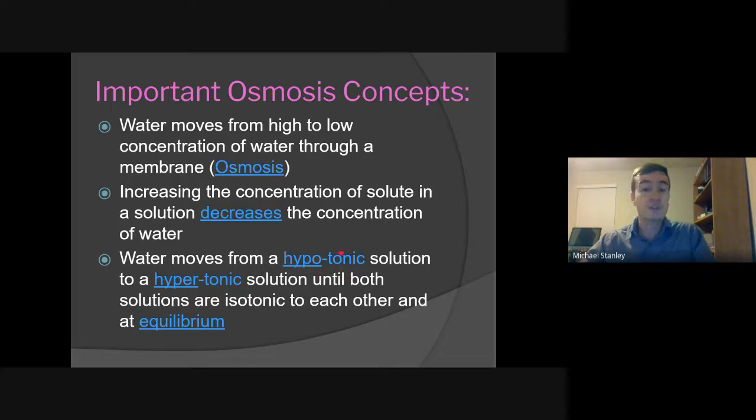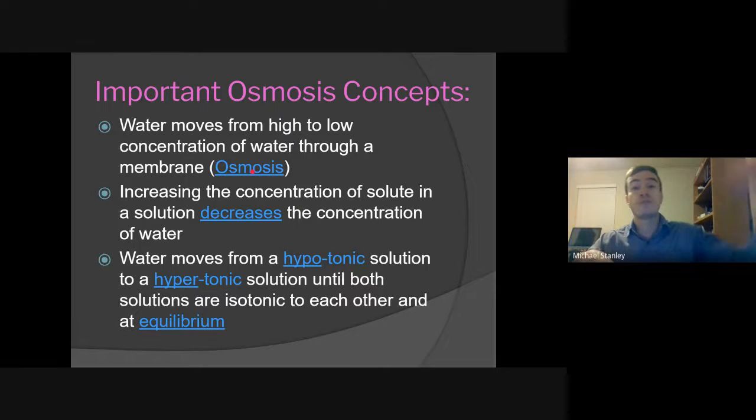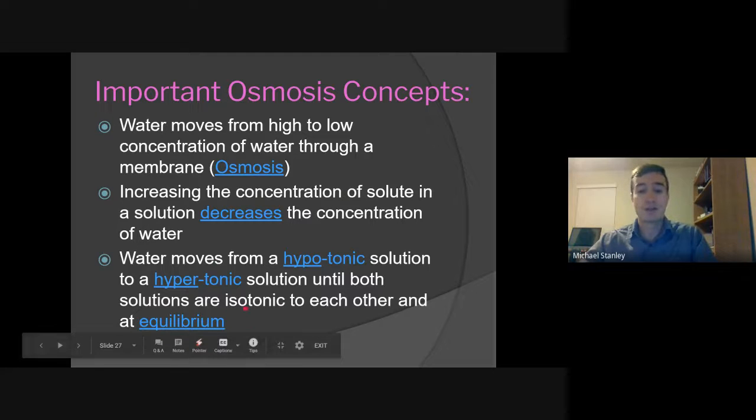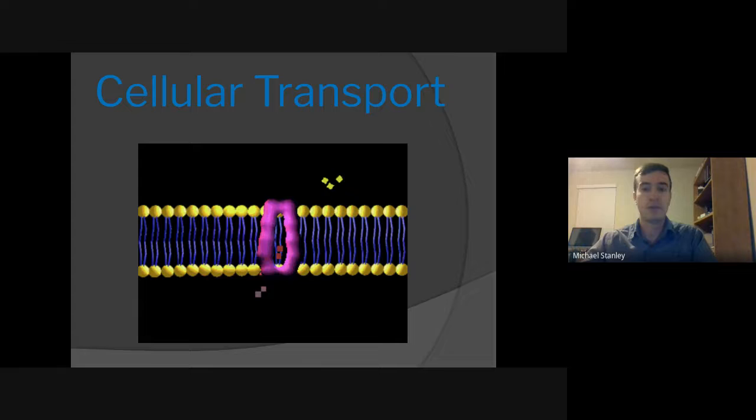Hypotonic solutions have a lot of water. Hypertonic solutions do not have as much water. They're more solute focused. So if osmosis can happen naturally, the water is going to go from high to low until it becomes isotonic, where it's an equal amount of water inside and outside of the membrane. So that's kind of where we wrapped things up on Tuesday.